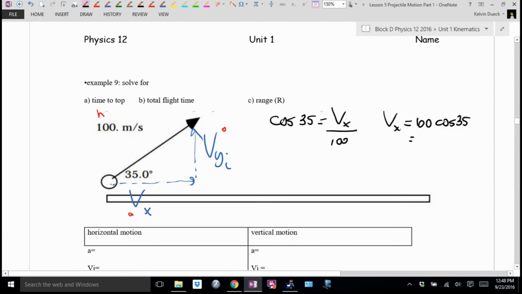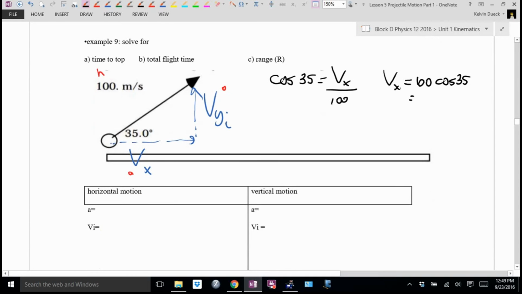Now, by the way, if you wanted to be uber accurate, rather than calculating this in your t-chart, you could just write that Vx is going to be 100 cos 35. And every time you need to pull out Vx, rather than typing in the number on your calculator, you would just type 100 cos 35, because that would be rounded off to like 100 sig figs, or whatever your calculator is set at. But let's crunch it.